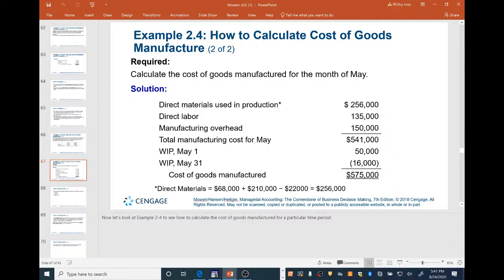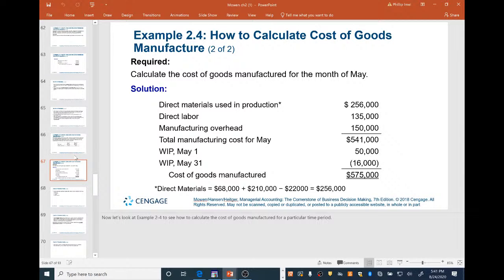But here, we have to find direct materials because it wasn't given. Sometimes it might be given. Sometimes we have to find it. It's unknown in this case. We have to solve for it. But we can solve for direct materials used in production, right? How is it again? Beginning inventory, beginning materials on hand plus purchases minus ending gives us the direct materials used in production. Then remember that's the starting point. That's one of the three components: direct materials, direct labor, then the overhead. That gives us total product cost.